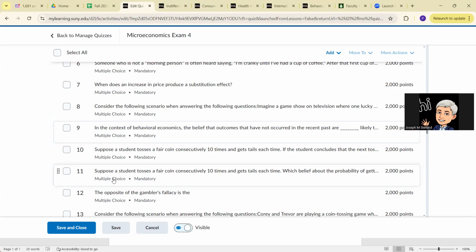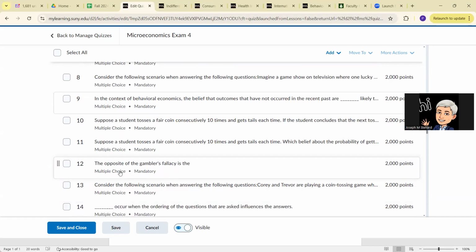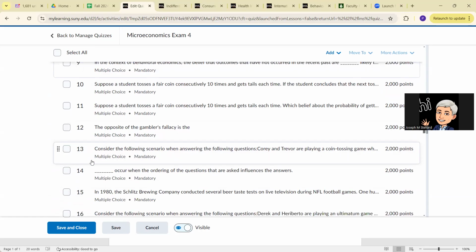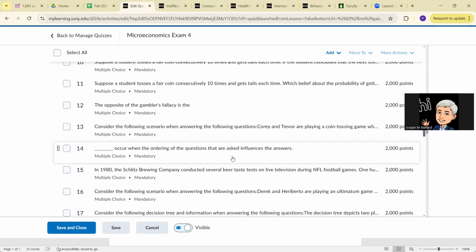Same thing with number 11. So 10 and 11 are very similar questions to 9. As long as you understand those two fallacies I explained, you'll get 9, 10, and 11 all correct. And 12 too. Consider the following. Corey and Trevor are playing a coin tossing game. Also number 13, which has to do with the order of the questions they're asked.